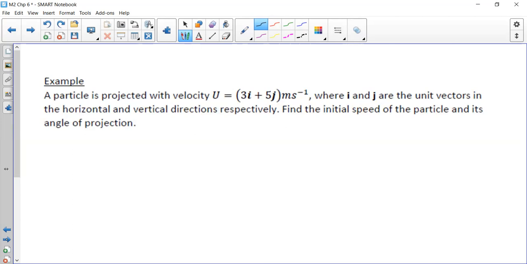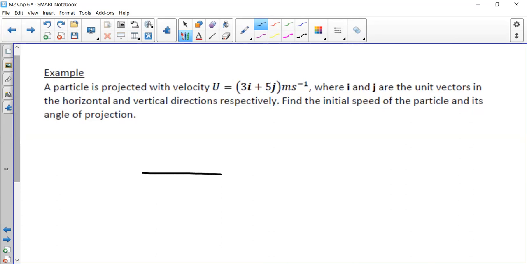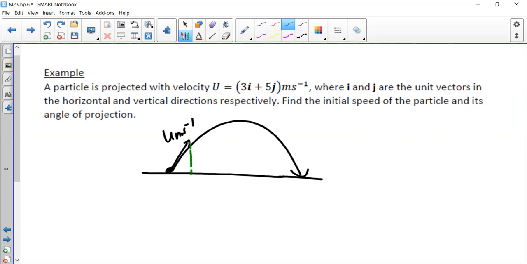Example. A particle is projected with velocity u equals 3i plus 5j meters per second. So if I draw a little projectile going up, 3i plus 5j means that if that's my u meters per second, this is 3, this is 5, a 3 and a 5 combined together. Where i and j are unit vectors, find the initial speed of the particle and its angle of projection.